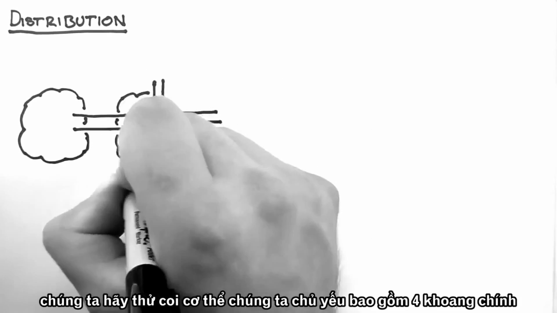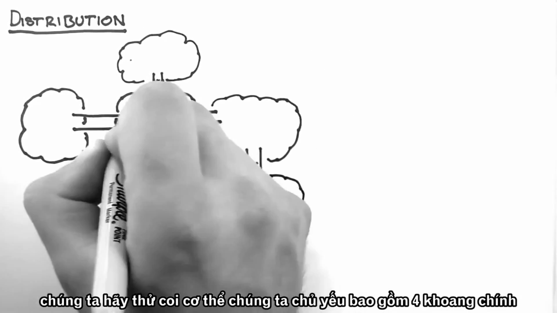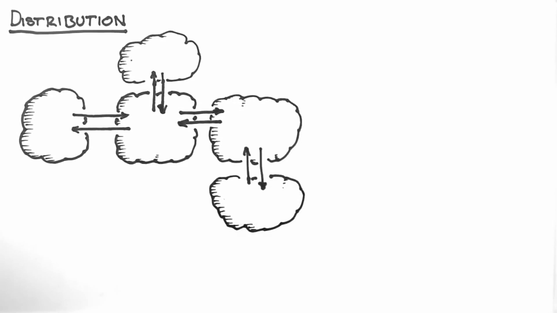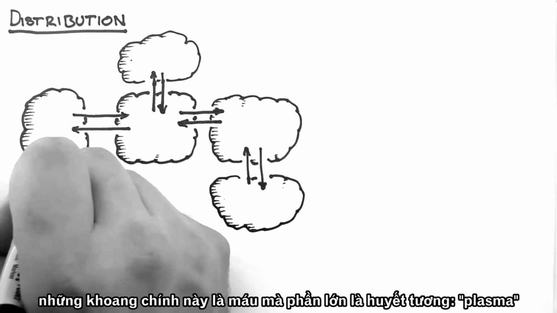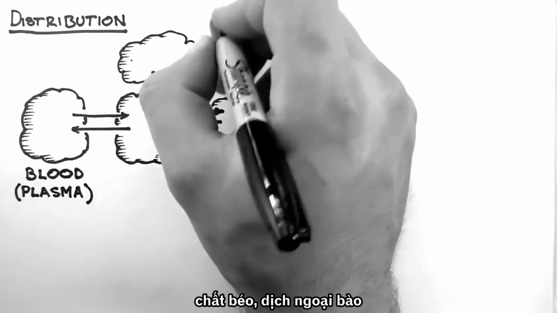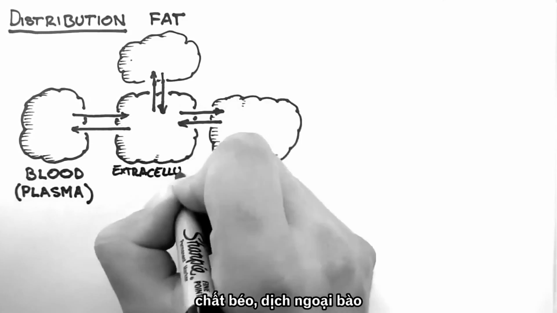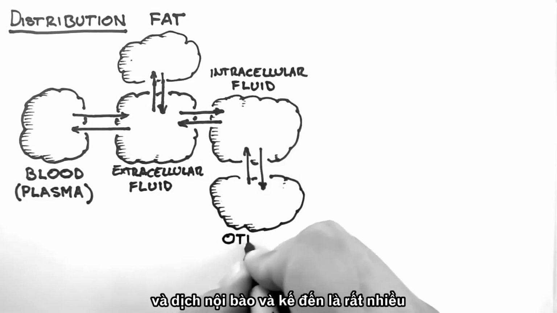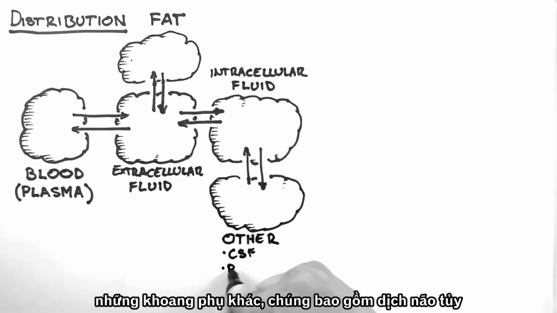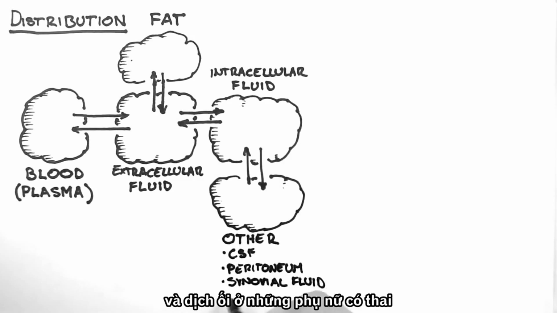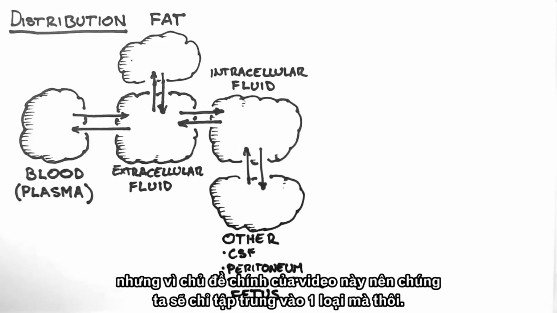For the purposes of distribution, we can consider that the body is made up of four major compartments, which are really collections of fluid, and numerous minor compartments. These major compartments are the blood, or strictly speaking the plasma, fat, extracellular fluid, and intracellular fluid. Then there are numerous other minor compartments. These include the cerebrospinal fluid, the peritoneum, synovial fluid in joints, and the fetus in pregnancy. There are numerous others, but for the purposes of this tutorial, we'll consider these as one single compartment.